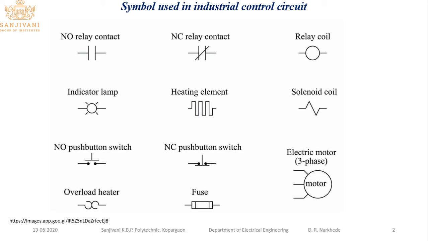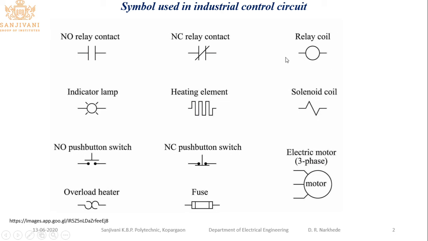Now what are the common symbols used in industrial control circuits? The most widely used symbol is the NO contact. It is also called the normally open contact. The second one is the NC contact, also called the normally closed contact. In case of PLC, the NO contact is called examine if open, and the NC is examine if closed.